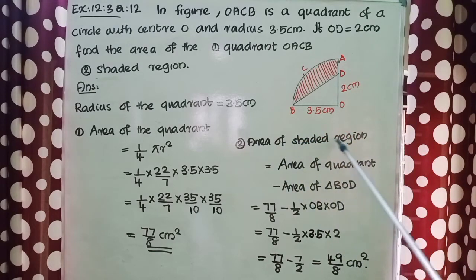So area of shaded region equals area of quadrant minus area of triangle BOD, that is equal to 77 by 8 minus half into OB into OD, that is equal to 77 by 8 minus half into 3.5 into 2, that is equal to 77 by 8 minus 7 by 2. By cross multiplying we get 49 by 8 centimeter square.